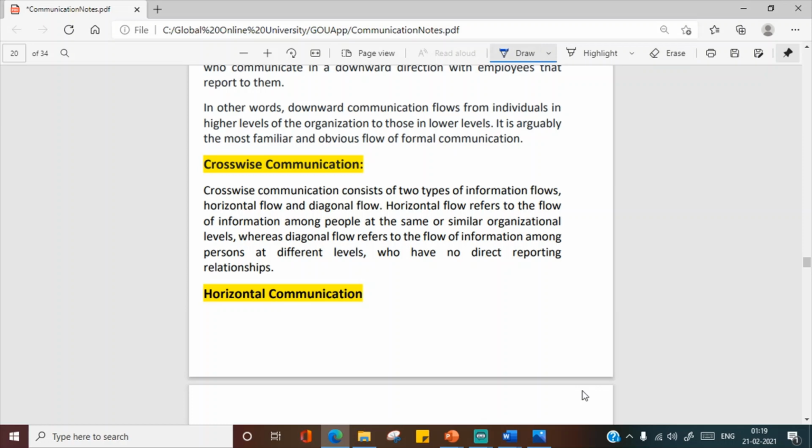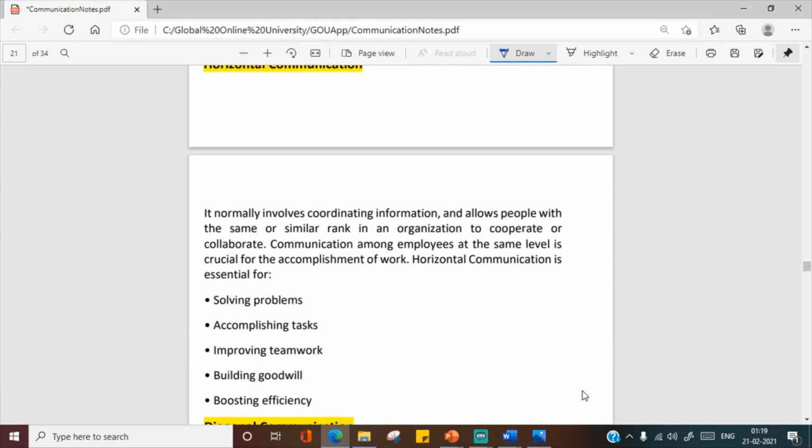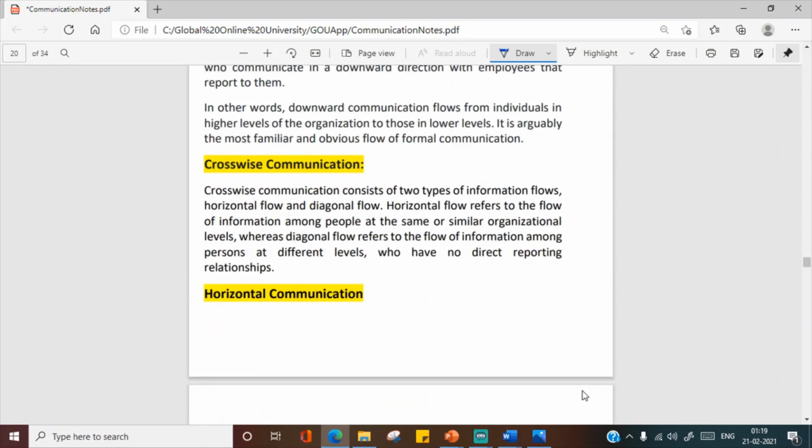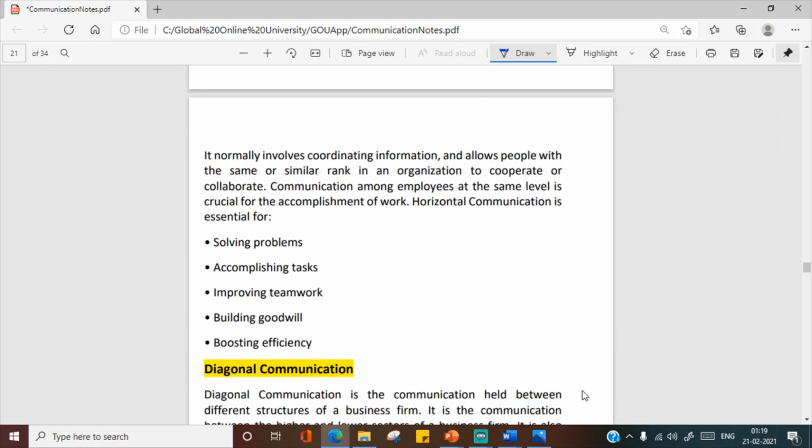Crosswise communication consists of two types of information flows. It is horizontal and diagonal. Horizontal means when people of the same position or status are speaking to each other, that time horizontal communication is used. It allows people with similar or the same rank in an organization to cooperate or collaborate.